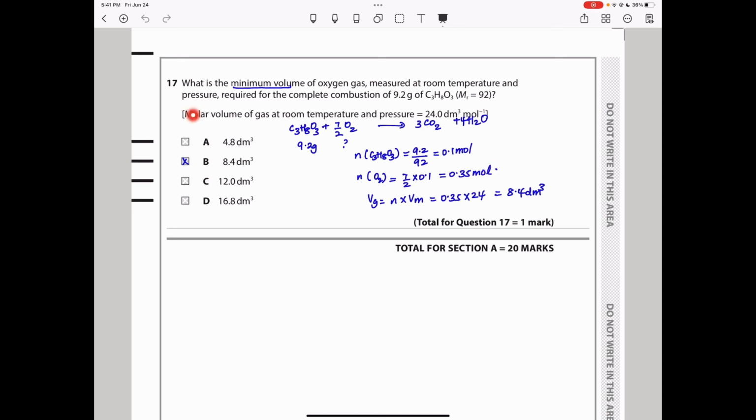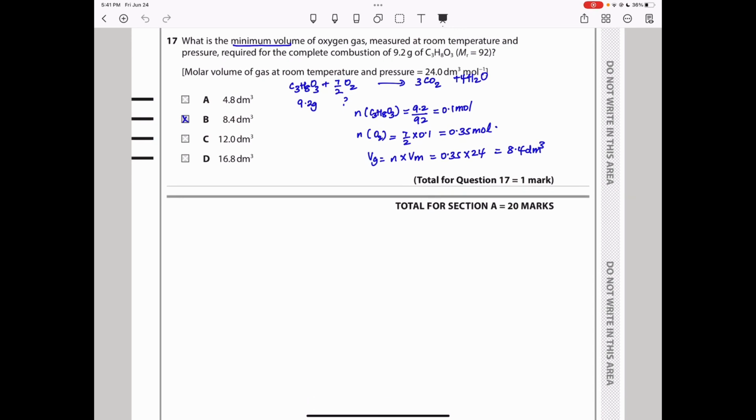Since they told us here that the molar volume of gas at room temperature and pressure is that, it means the reaction was carried out at room temperature and pressure. So volume of gas should equal number of moles times the molar gas volume, which is 24 dm³ per mole. So 0.35 times 24 gives me 8.4 dm³. So my answer should be B, as you can see here. This brings us to the end of section A of this paper.